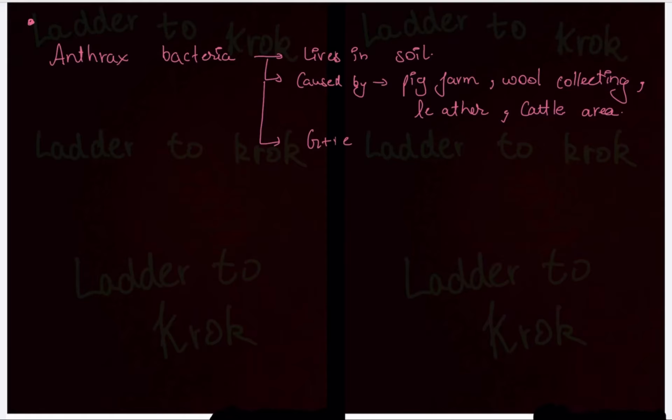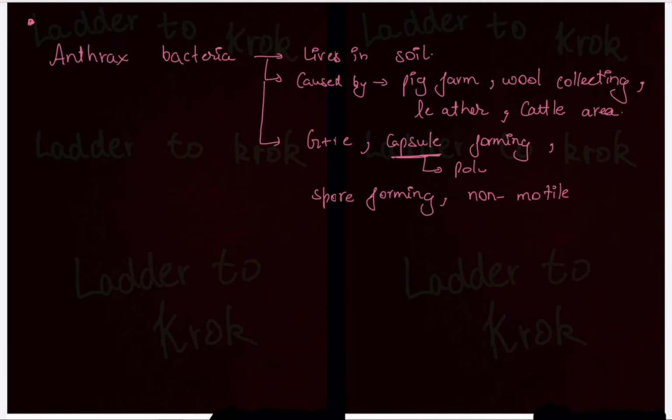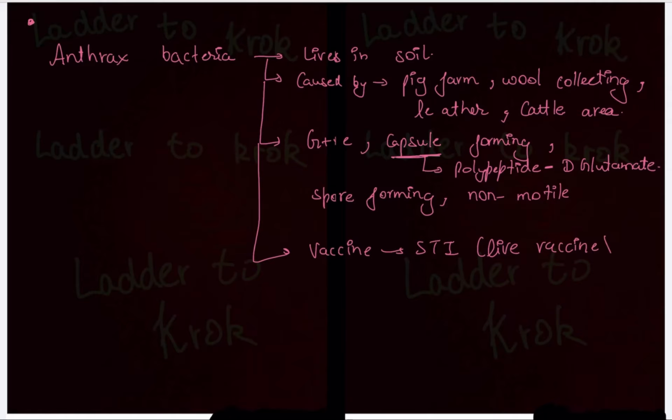Okay, so it is gram positive, capsule forming, spore forming, non-motile, and you know that the capsule is made up of polypeptide D-glutamate. Now as you know, its vaccine is the STI vaccine, and this STI is our live vaccine. Okay, live vaccine.